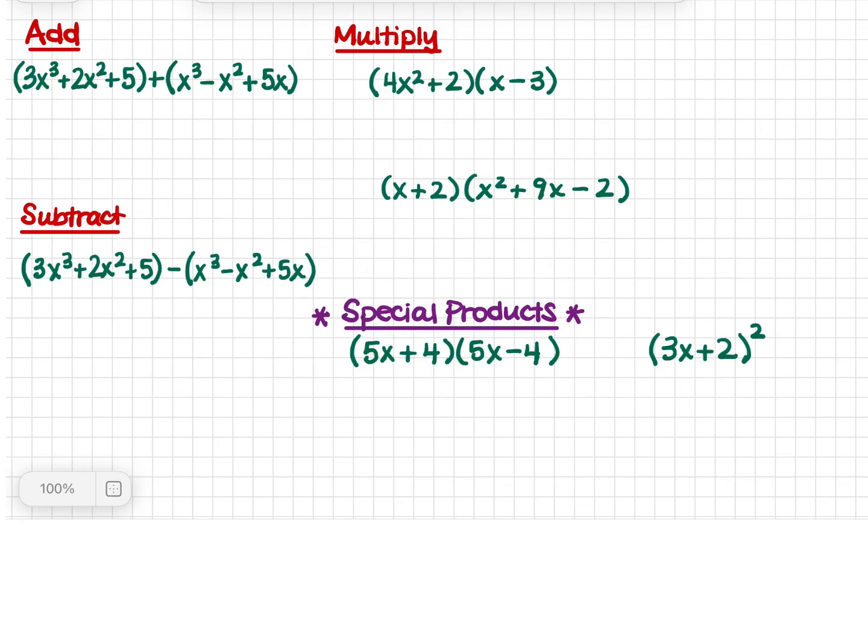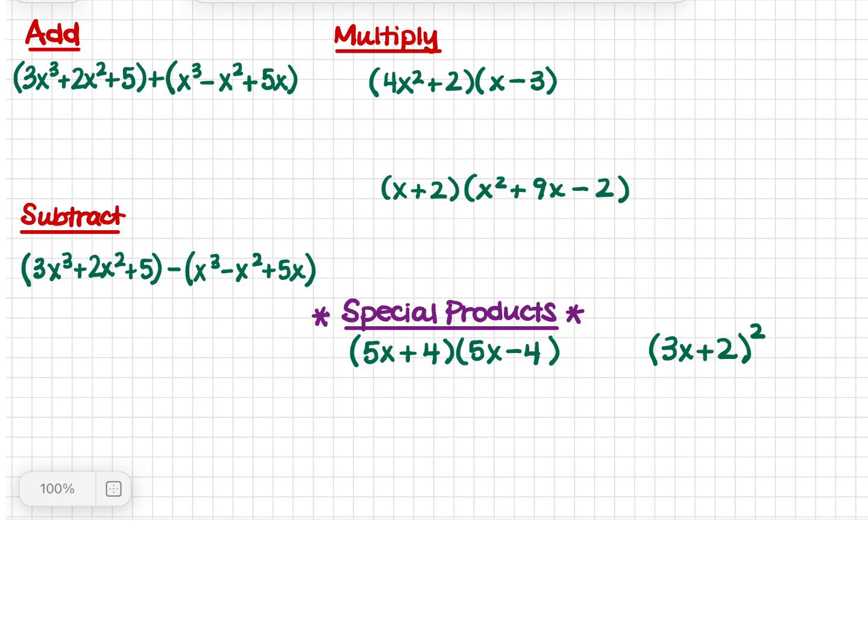All right, just a quick review before your quiz. So you might want to look over your notes from, was it Friday, when we learned about degree and leading coefficient and standard form. But a majority of the quiz is adding, subtracting, and multiplying.